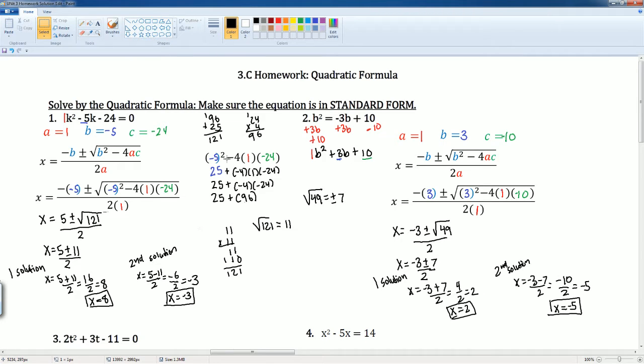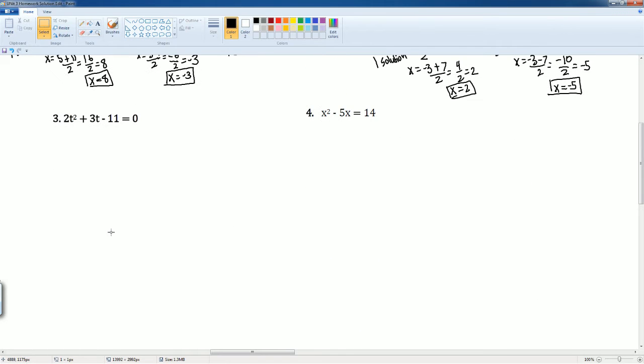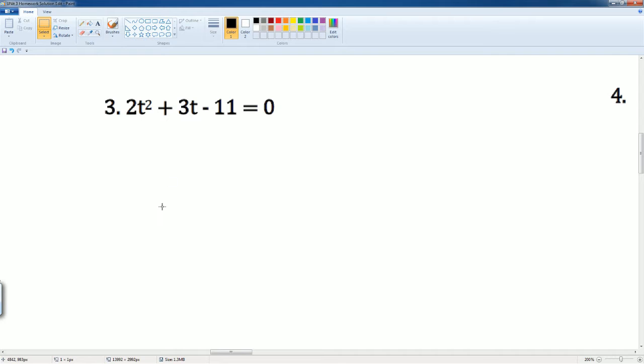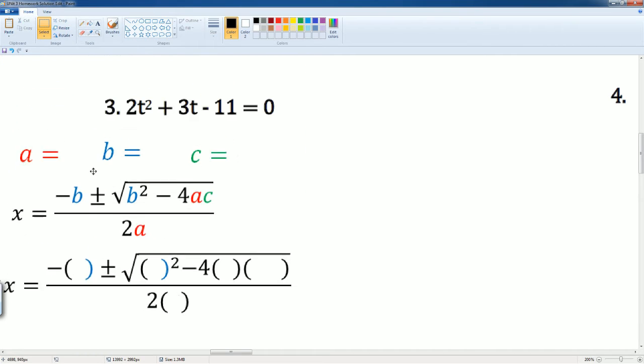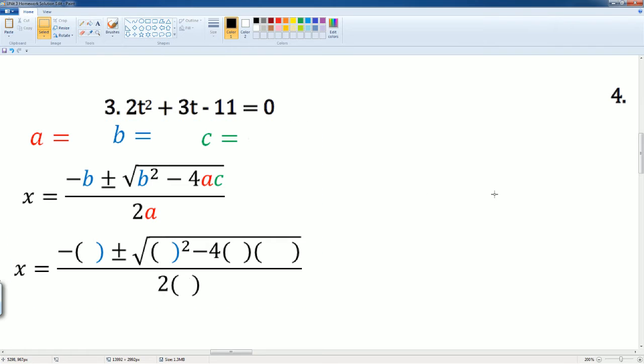This will be covering 3C, which is solving with the quadratic formula. Let's look at 3 and 4 here. These look like they're already in standard form, so we can just grab our template when we solve the quadratics. All right, let's do this now.